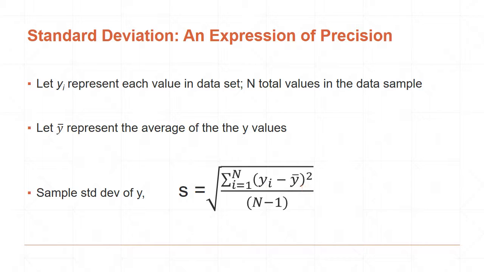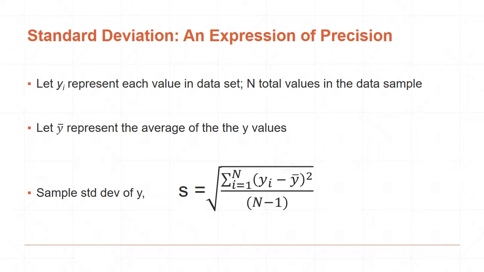Now, why do I do that? I want to square it because I want that number to always be positive. I don't want my negative answers to cancel out my positive errors. That doesn't tell me anything. And I'm not going to divide as I would with an average by the total number of points, but I'm actually going to divide by n minus 1. And then I'm going to take the square root of that whole thing.